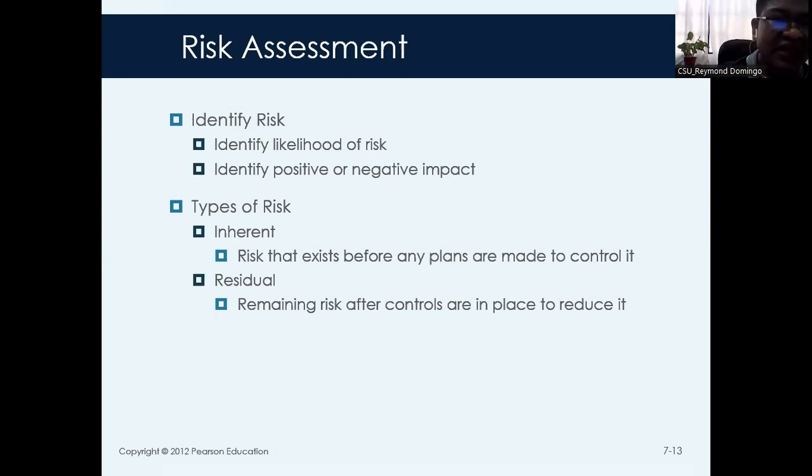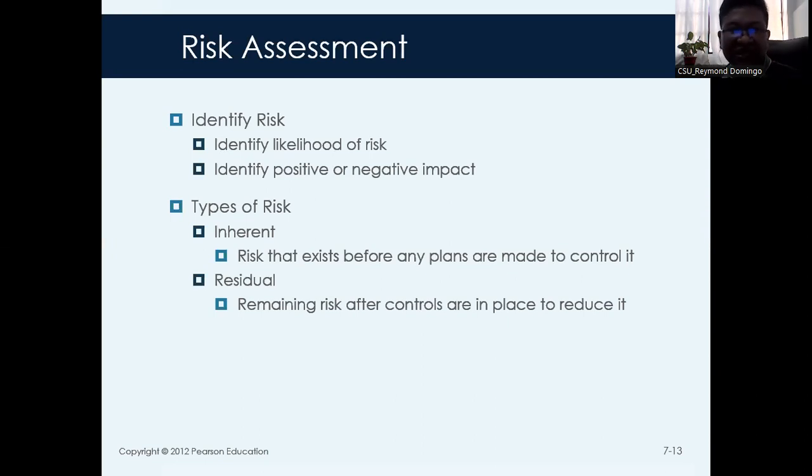Okay, so it is very important, class, that we have to identify the risks. We should know what is the name of the risk, we should know, class, what is the problem. And then we have to identify the likelihood of risk. Ano nga ba yung chances of occurrence of such risk? We have also to identify the positive or negative impact of those risks.